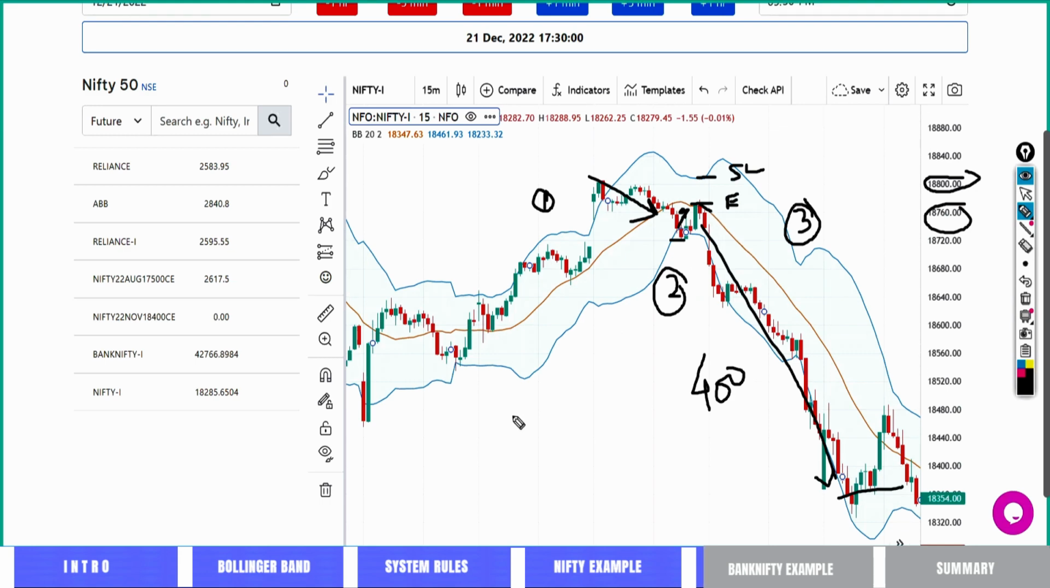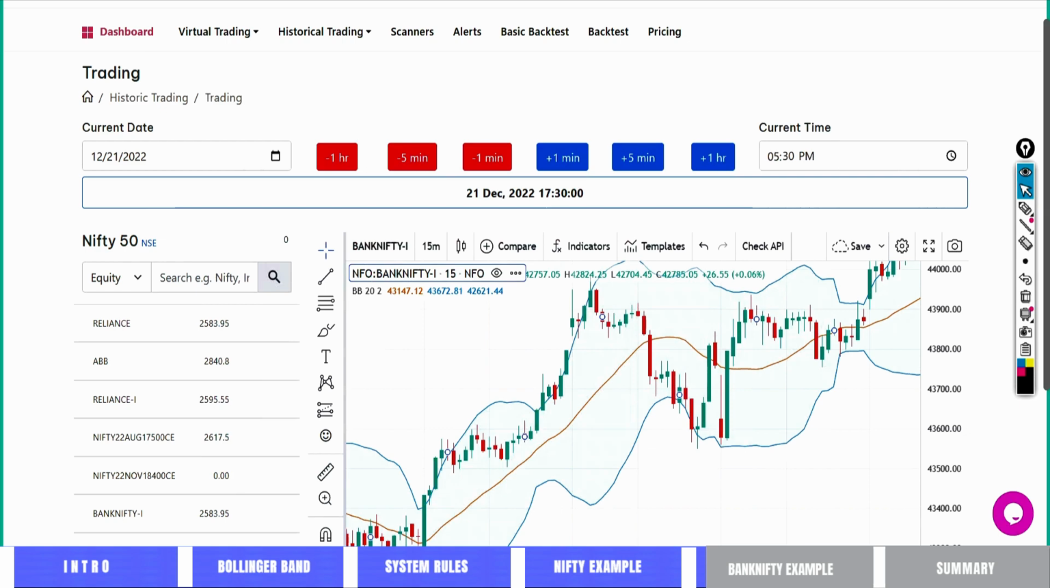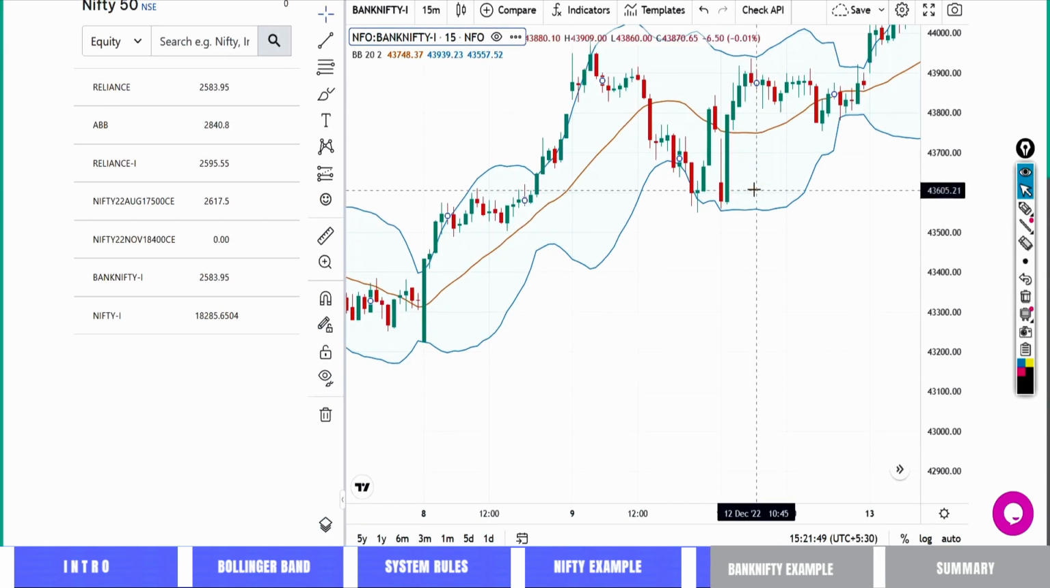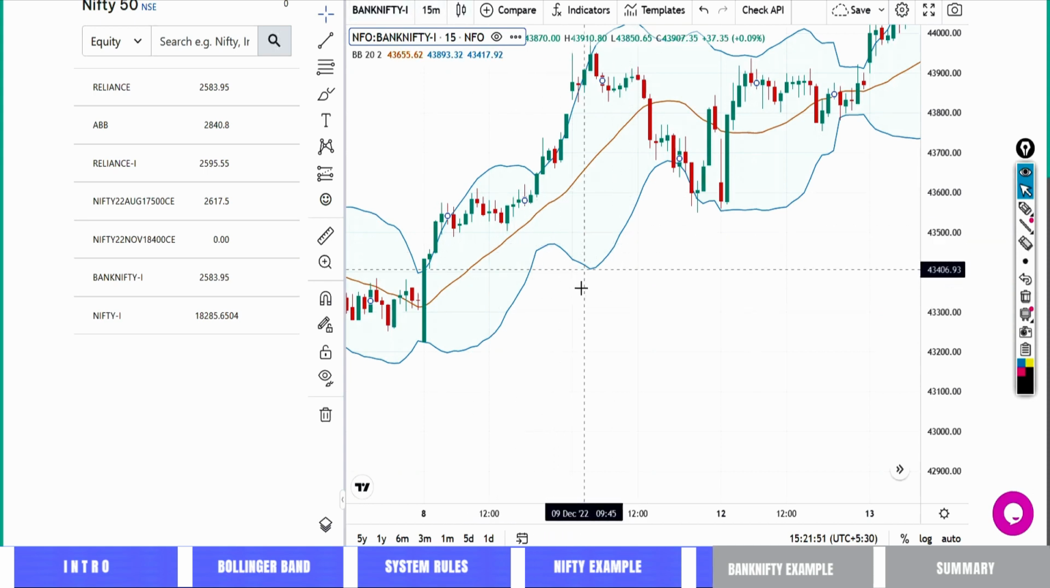Now let us see Banknifty as well. So now let me show you some examples on Banknifty as well. I have already added the Banknifty chart here on a 15 minutes time frame, and the Bollinger Bands have been added. Again, let us look where all we would have gotten an entry.